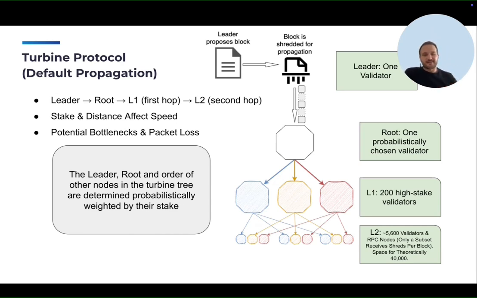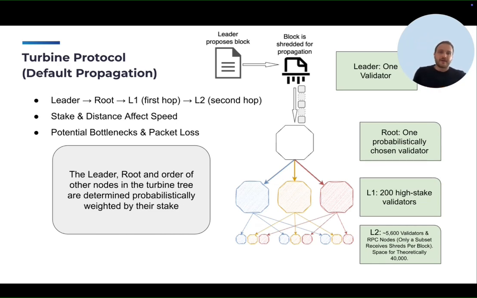So only really high stake validators get the chance to be leaders. And then the order of who receives the shreds that they propagate from the block they constructed is also, again, determined, or rather weighted, by how much stake each validator has. So the turbine protocol is the default mechanism for how shreds are propagated to the network. And essentially what happens is the leader sends the shreds of the block that they put together to a root node. That node then disperses or distributes those shreds to nodes that are on the next hop, and it goes down like a tree in that way.